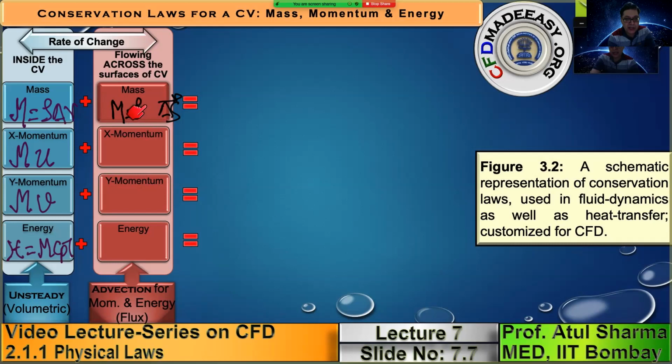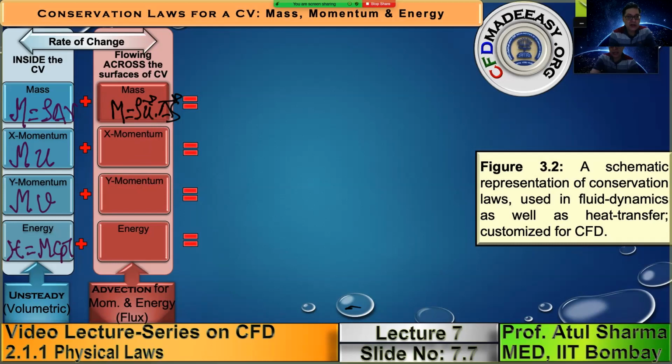So for mass flow rate, the additional term which appears is a velocity, which is a vector. Now surface area is a vector. This velocity is also a vector. So you take the dot product of this velocity and the surface area. The dot product of two vectors gives you a scalar. So the mass flow rate is a scalar term.